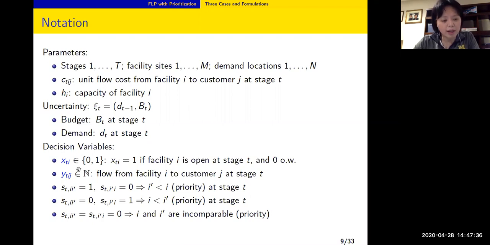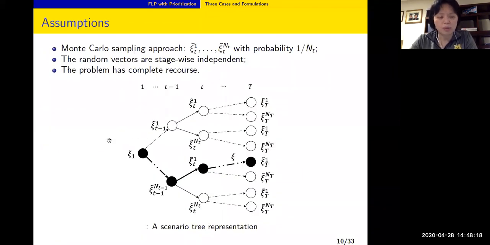The decision variables here are x and y as we usually have. We introduce a set of decision variables s. This s decision variable is in fact telling you what the priority list looks like. So if the location i prime has a lower priority than i at period t, then you will set s_t,i prime equal to 1, but the other way around equal to 0. We also do not require comparing every pair of facilities' priority at every single stage, because if your budget doesn't need that many, you don't necessarily need to set their priority at the very beginning. So both of them can be equal to 0 if you don't need to compare them.